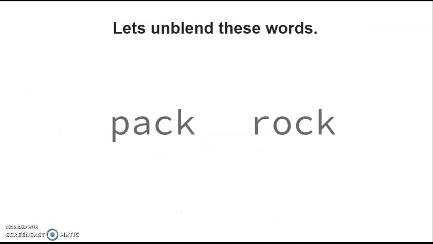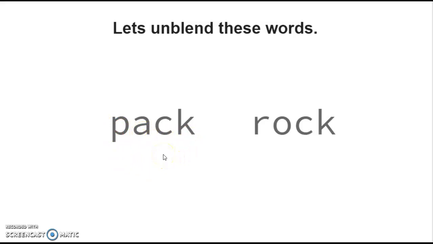Let's unblend these words. How many letters do you see in the word pack? I see 4. 1, 2, 3, 4. How many sounds do you hear in the word pack? Let's unblend it and find out. P, A, K. How many sounds did you hear? Listen closely. P, A, K.